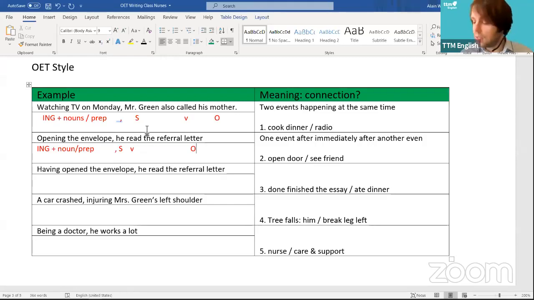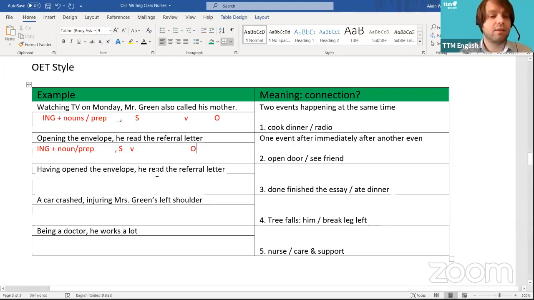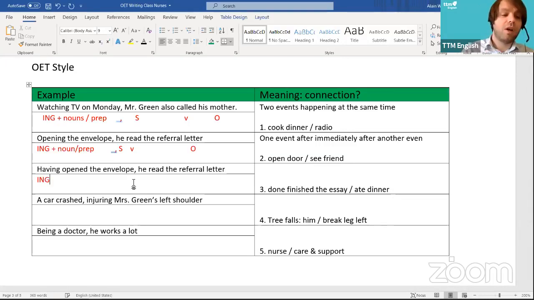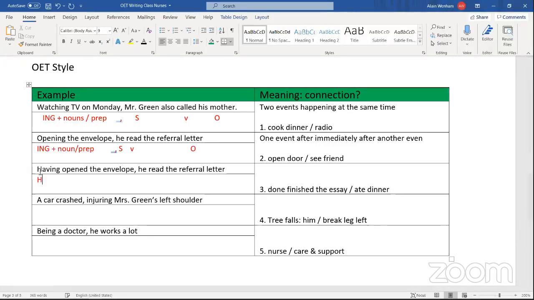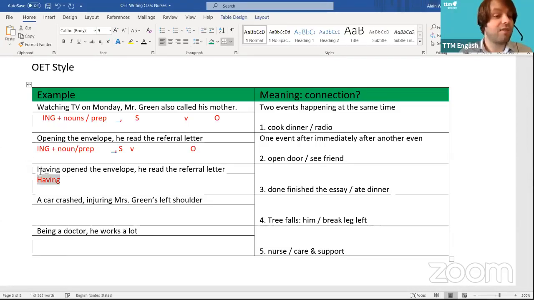Thank you very much. Let me ask someone I haven't asked. We'll ask Val. This one, having opened the envelope, he read the letter. He read the referral letter. Okay, Val, give me the form again. We don't have ing here, do we? Yes, having. We do, but it's always having, right? It's not any ing. It's having plus.